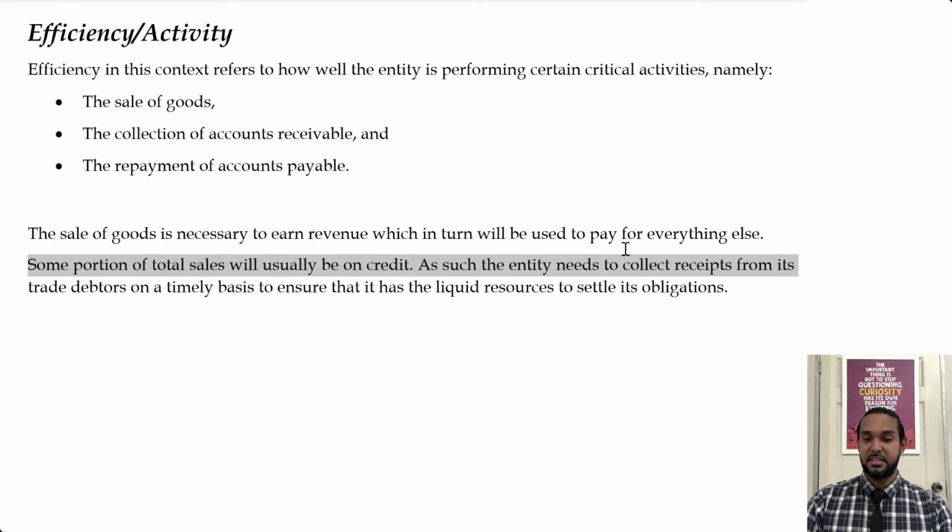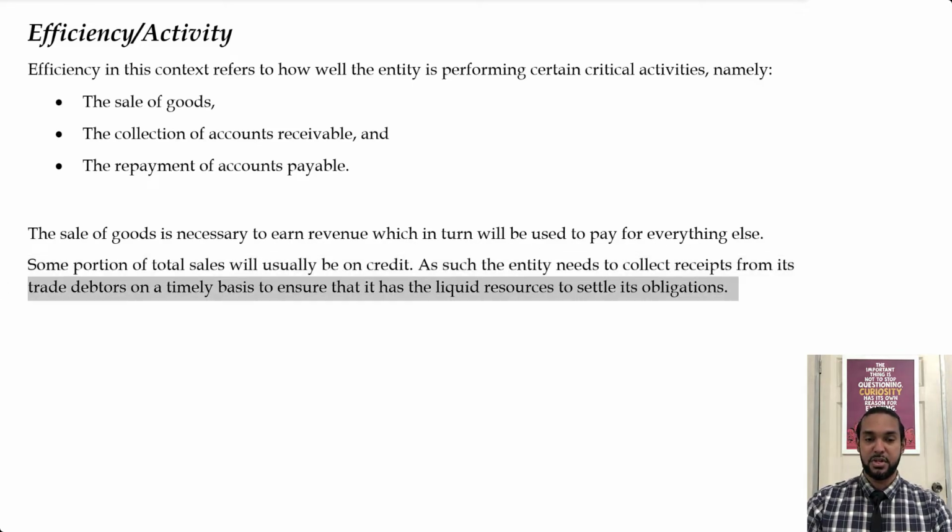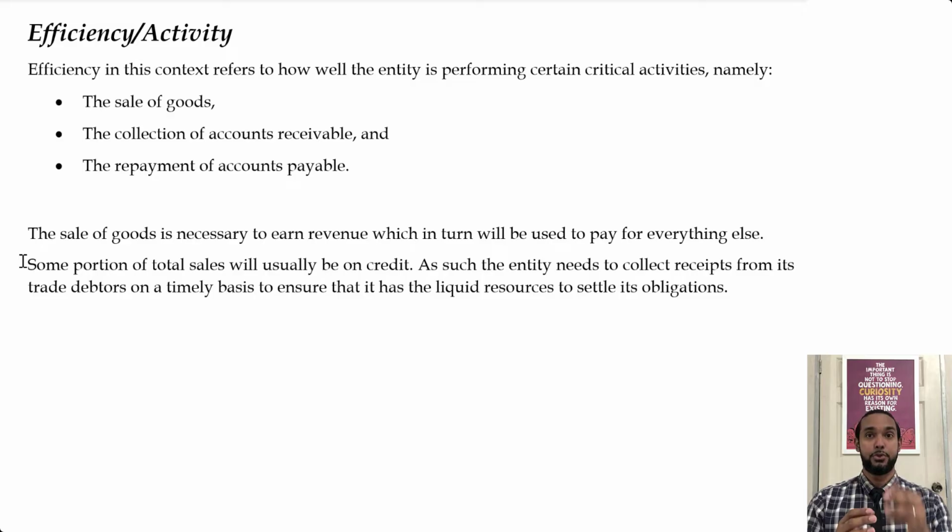As such, the entity needs to collect receipts from its trade debtors on a timely basis to ensure that it has the liquid resources to settle its obligations. So you're making your sales, some are for cash and some are on credit. And if you make credit sales, you need to collect the money that your debtors promised to pay you. Otherwise, you're just giving goods away for free and you are losing money. So you don't want to do that. So that's something else we need to pay attention to activity-wise. How well is the entity, the business, doing in terms of collecting its receipts from debtors?